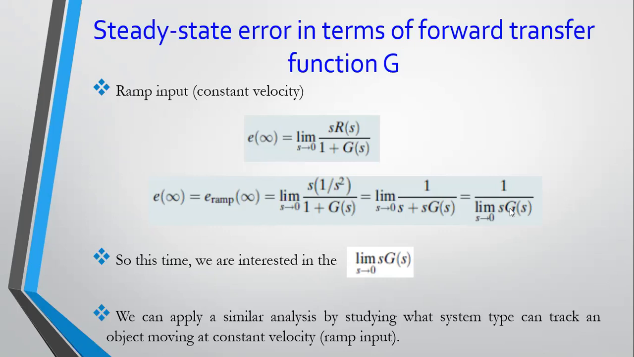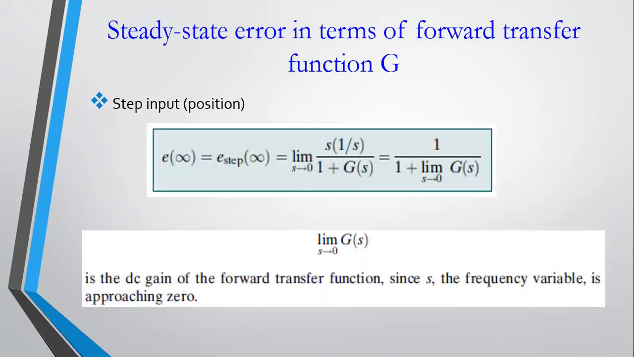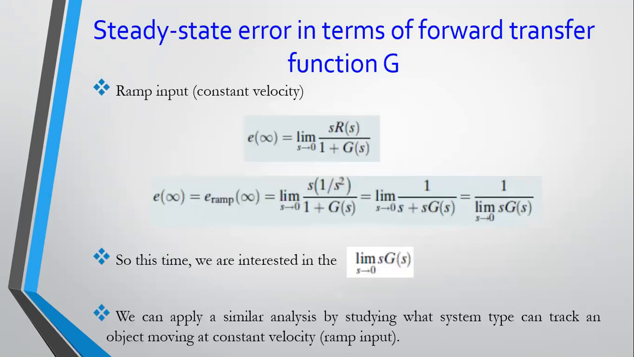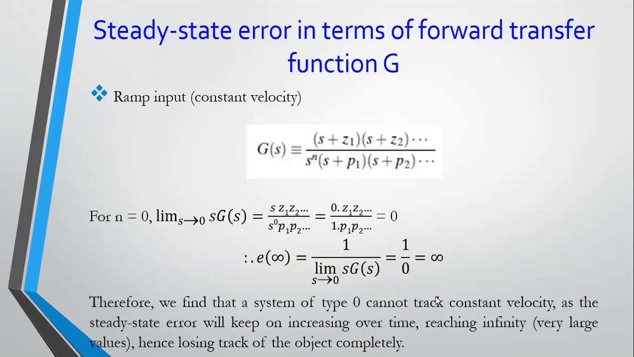Remember when we were dealing with a step input, the term was a bit different here. We had 1 over 1 plus the limit as s tends to 0 of G(s) only. Now we're getting sG(s). So this is the limit term we have to study. So we take a similar approach. We again consider the general form of your system. We have already set this input to be ramp. So let's start with a type 0 system.